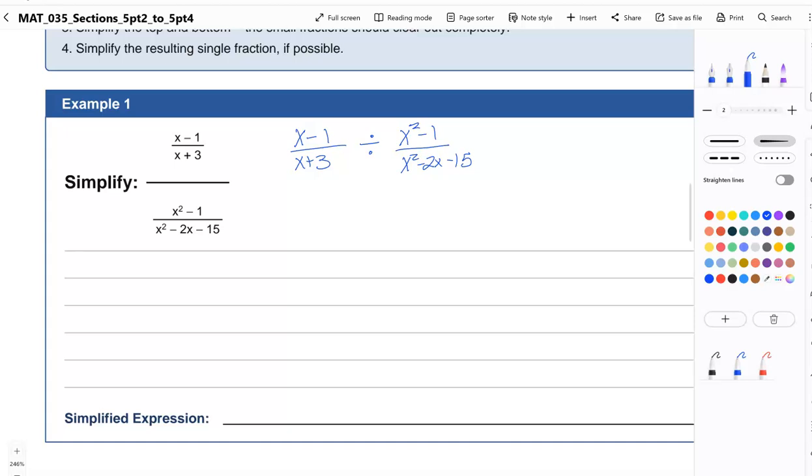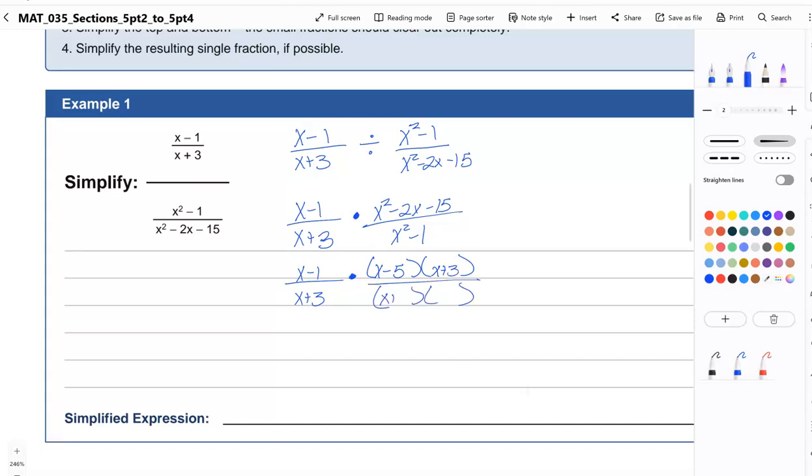So now it's the same thing we were doing. Keep the first one. Change that division to multiplication. Flip the second one. And then we're going to factor. So we have x minus 1 over x plus 3. We're multiplying by x squared minus 2x minus 15, which factors into x minus 5 times x plus 3. x squared minus 1 is a difference of squares: x plus 1, x minus 1.